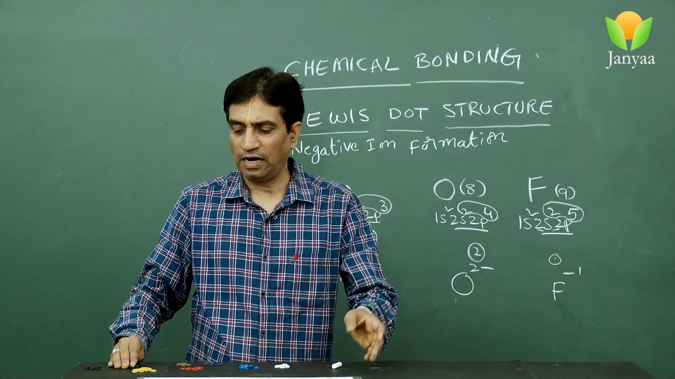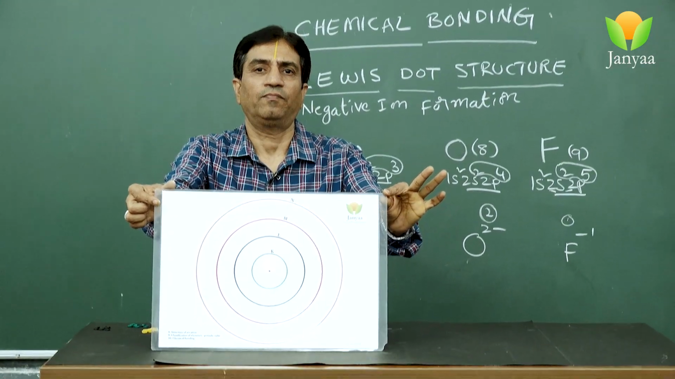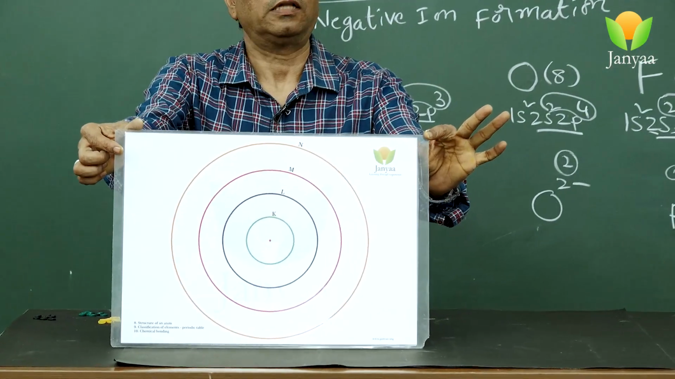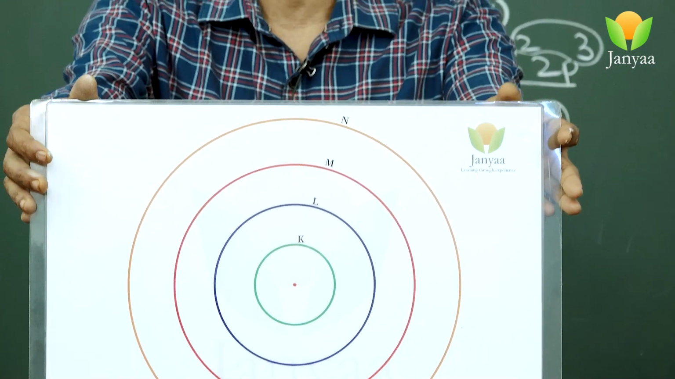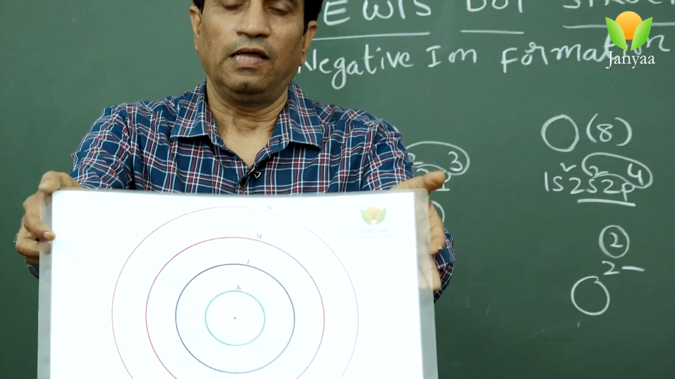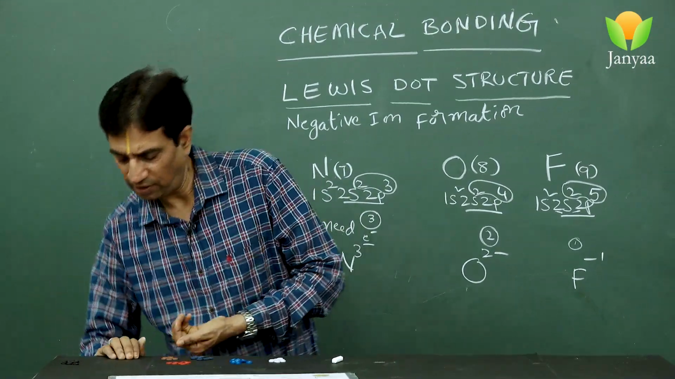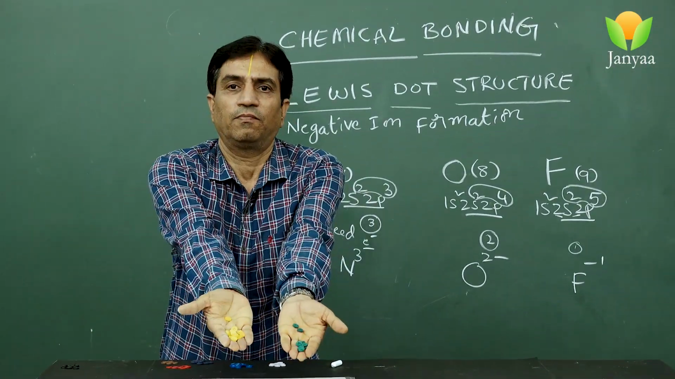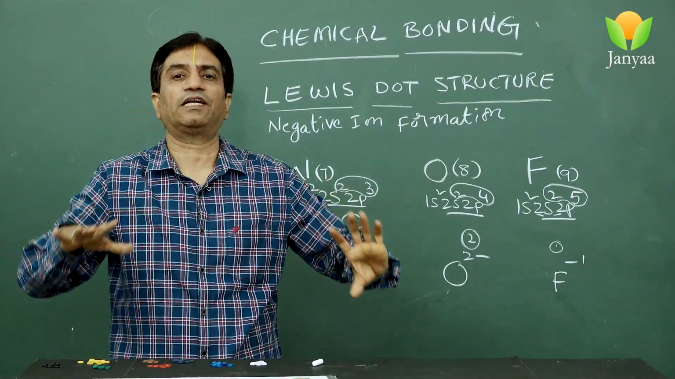We are using one laminated sheet. Otherwise you can use the laminated sheet, it is very easy. Then we are using different color buttons. So, now we will discuss how to do the activity.